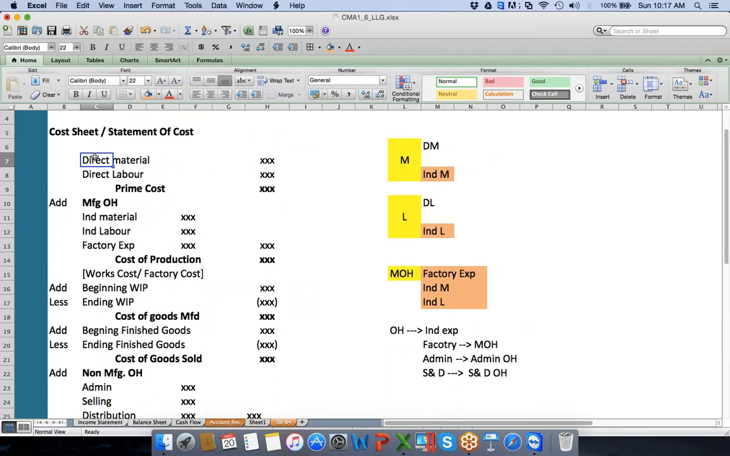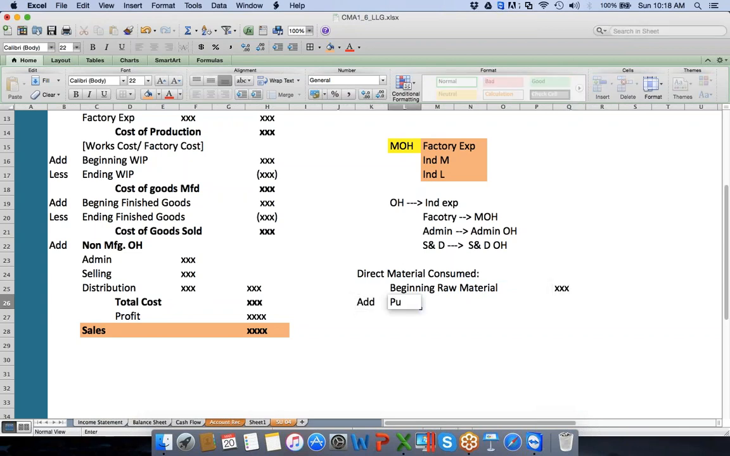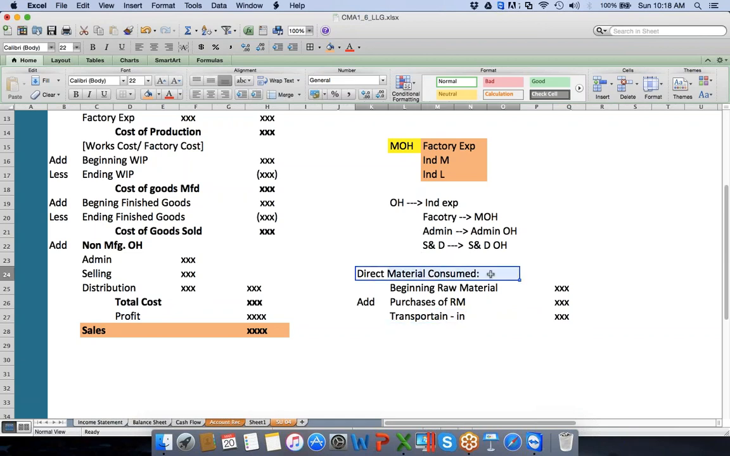Now a question comes here: how do you find this direct material? The second calculation includes direct material consumed. Material consumed equals beginning raw materials plus purchase of raw materials. I'll write RM, raw materials, add transportation in. If you have any transportation charges which are paid by us, the transportation in should also be added. Remember, transportation in is a part of direct material consumed.